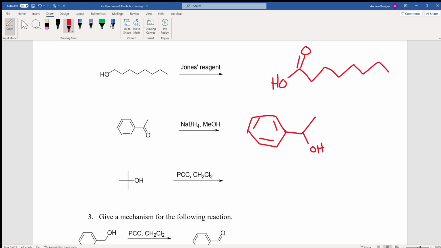And then we end with another attempt to oxidize a tertiary alcohol, this time with PCC. But regardless, we can't oxidize tertiary alcohols. Again, there's no proton, no hydrogen to remove, and so the reaction doesn't work.